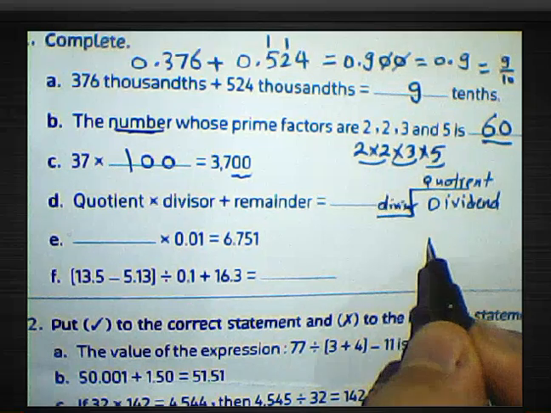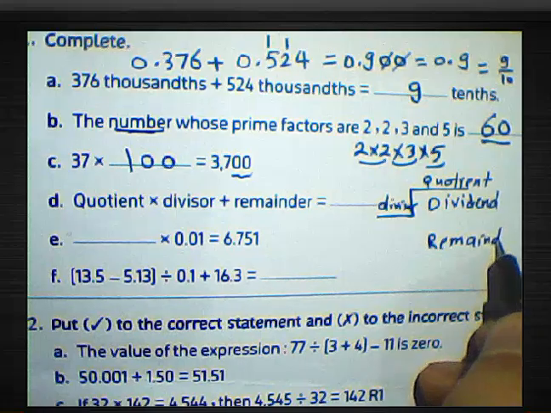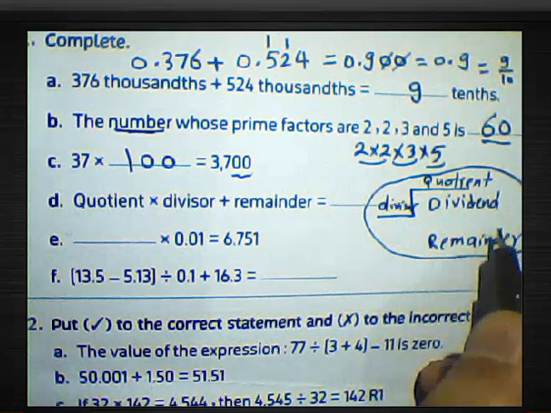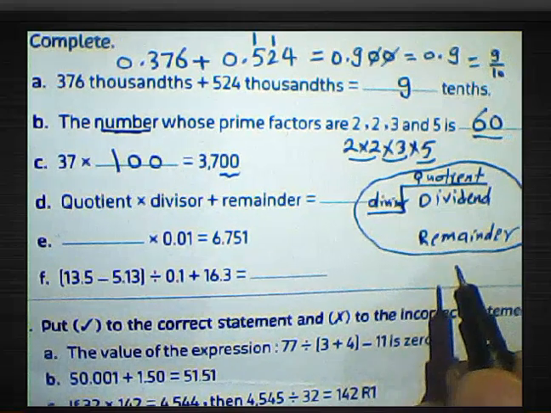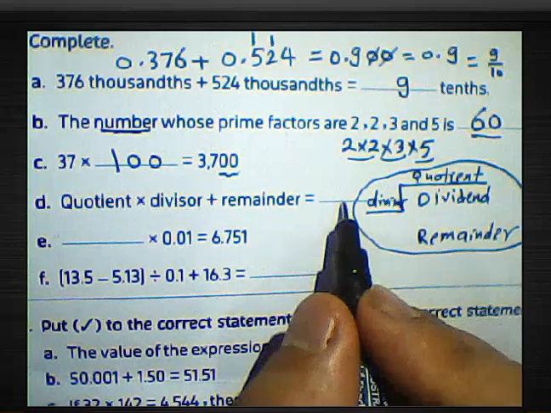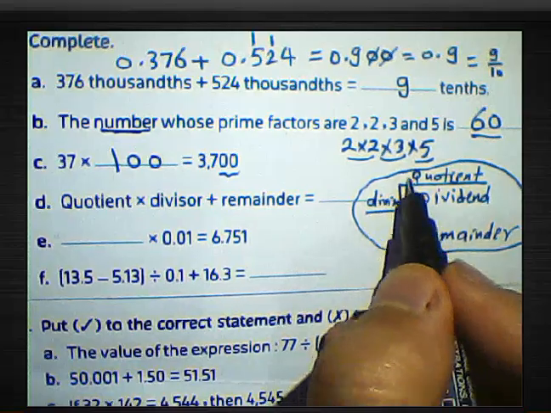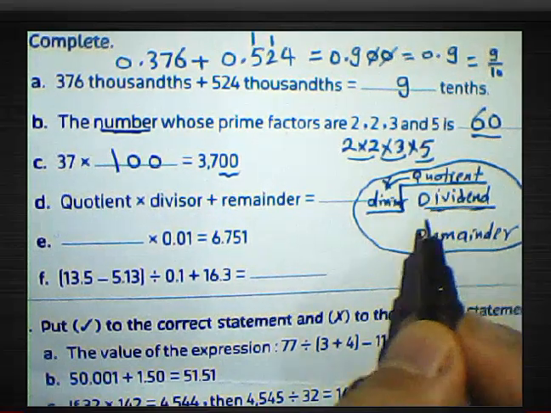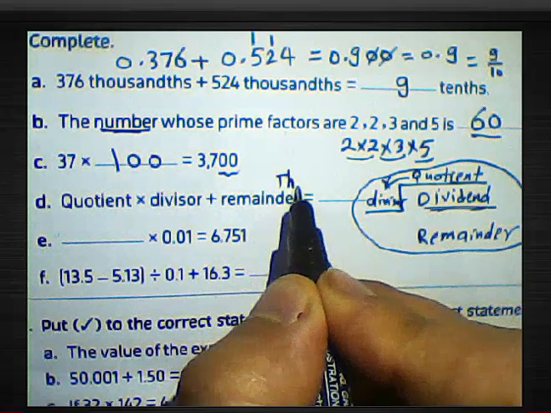and remainder. Okay, you must keep this order in your mind. So he asked about the dividend. We can write here in this space the dividend. Again, quotient multiplied by divisor plus remainder equals the dividend. So the result here you can write the dividend.